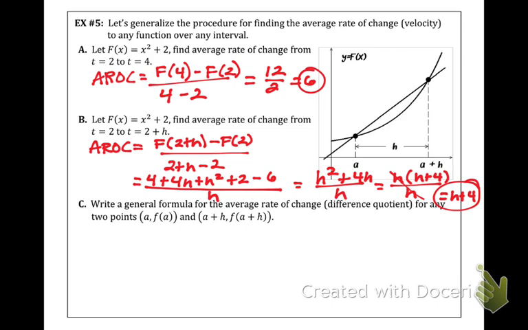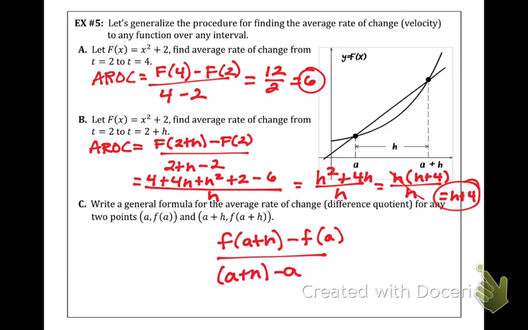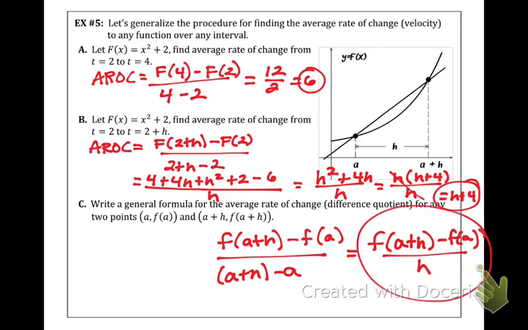Okay, so can we do that by writing a general formula for the average rate of change for any points? What's that going to look like? Well, it'll just be something like f of a plus h minus f of a divided by a plus h minus a. Which, what would simplify in my denominator? The a's would go right away, right? So f of a plus h minus f of a all over h, which is going to be used a lot in calculus. Okay? All right, so we're going to pause there.